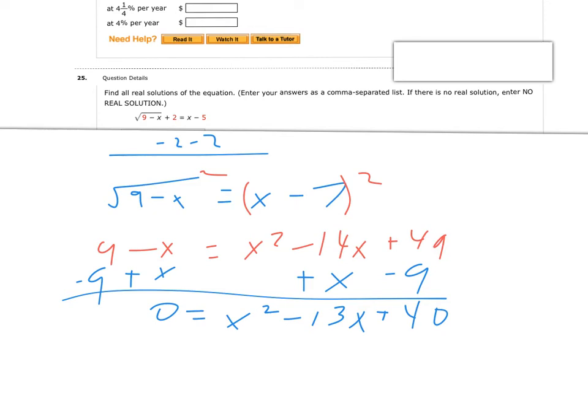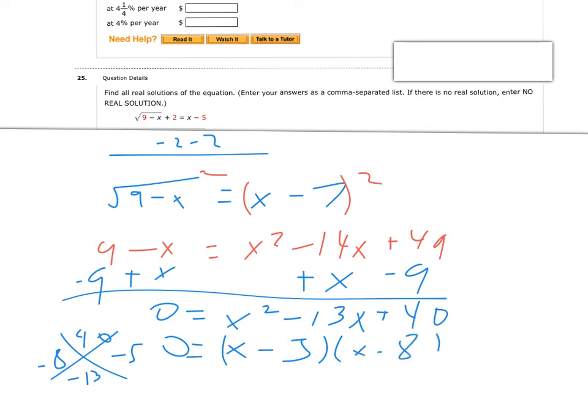All right, so we'll multiply to 40 and add to negative 13, so that's 8 and 5, both negative. I don't need to use grouping here because we do not have an a value. So there you go, x equals 5, x equals 8. All right, so now because this original equation was a radical equation, we do have to check for extraneous solutions.